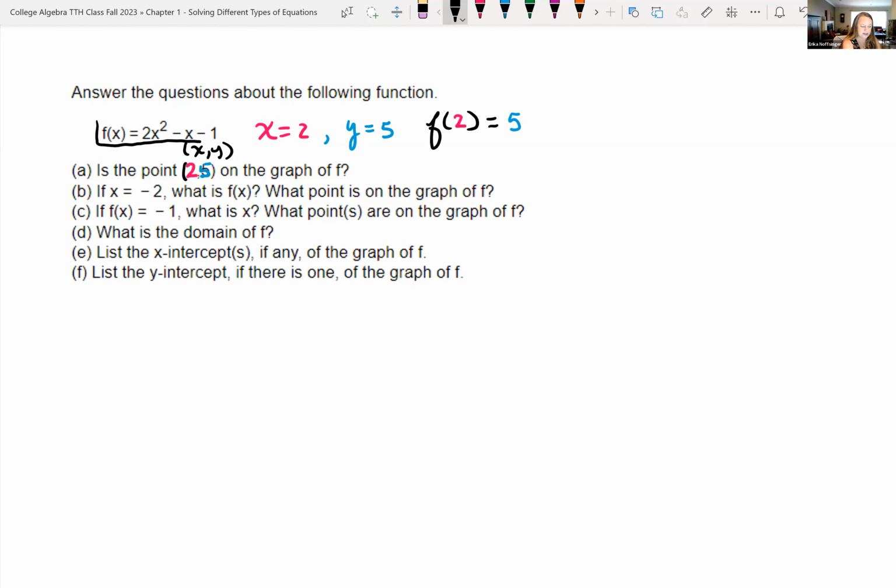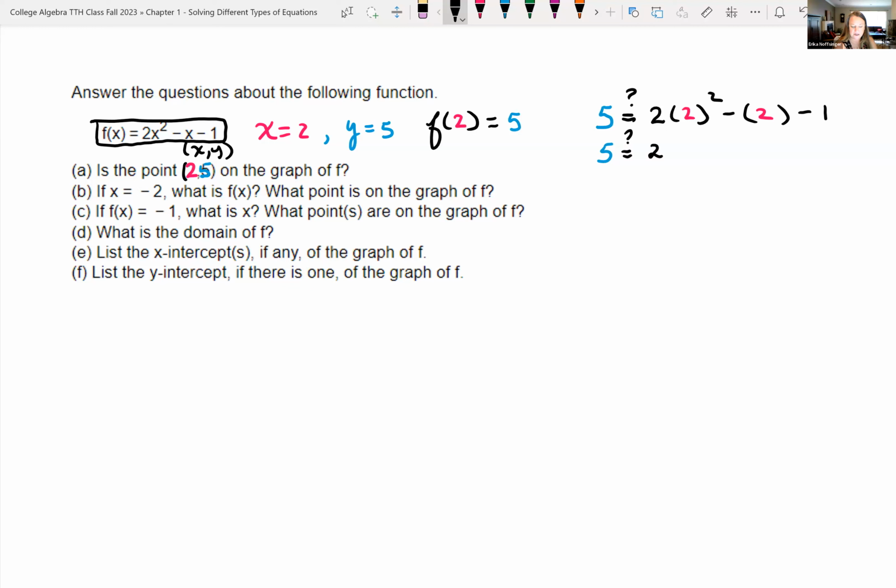But technically what I want to do to see if that's a point on the graph is I want to go in here and plug in 2 for x, and for f of x, is that my y value? Is 5 equal to f of 2? So f of 2 is just replacing x in this equation with 2. And so going through with order of operations, let's simplify the right-hand side of the equation and see if we get a true statement or not.